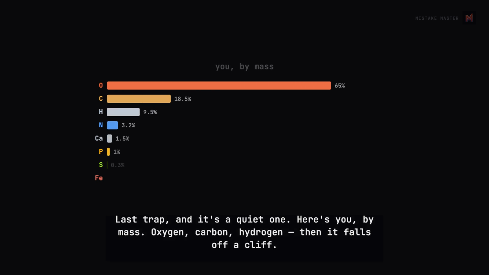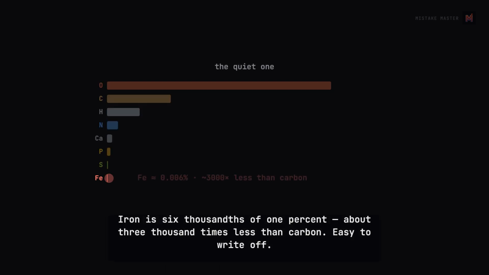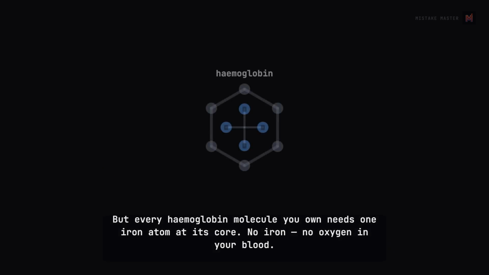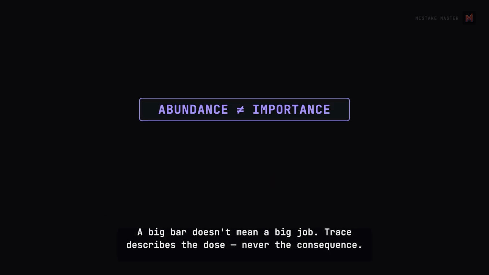Last trap, and it's a quiet one. Here's you, by mass. Oxygen, carbon, hydrogen, then it falls off a cliff. Iron is 0.006 of 1%, about 3,000 times less than carbon. Easy to write off. But every hemoglobin molecule you own needs 1 iron atom at its core. No iron, no oxygen in your blood. A big bar doesn't mean a big job. Trace describes the dose, never the consequence.